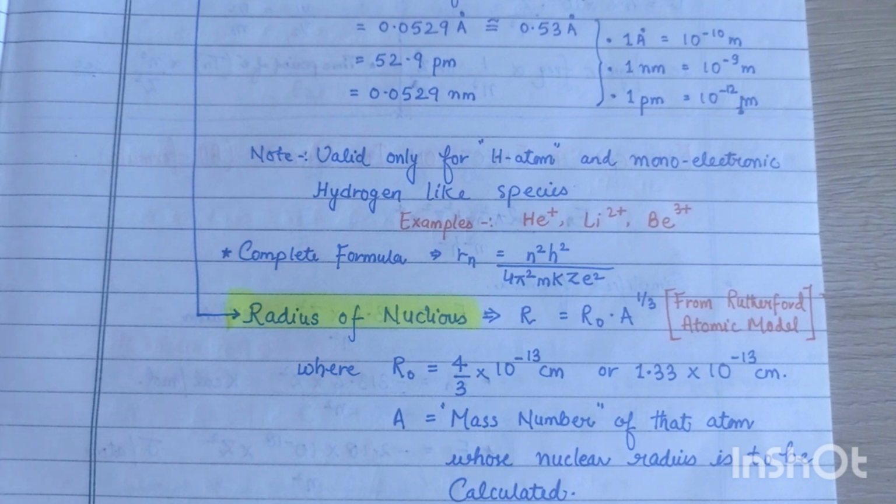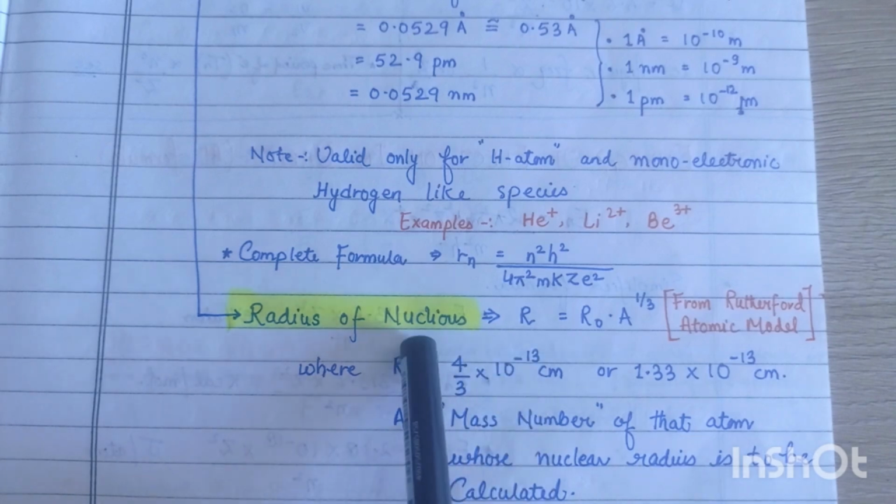This question was asked in previous series: the radius of an orbit is related to the shell number, but the radius of the nucleus, listen carefully with both ears, depends upon the mass number. How many protons and neutrons are inside the nucleus increases the size of the nucleus.